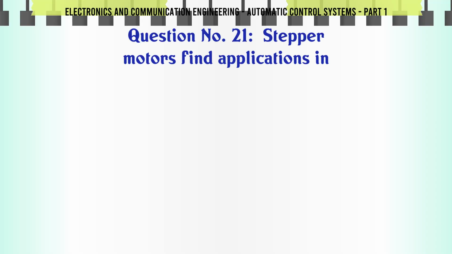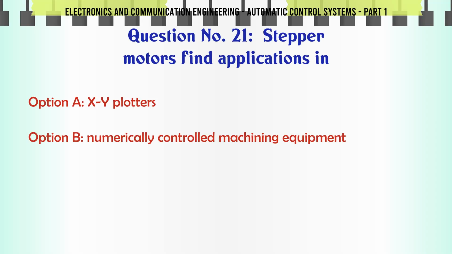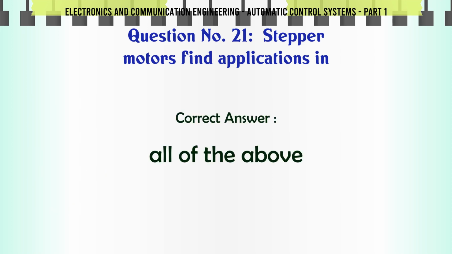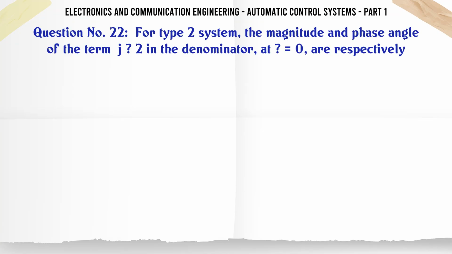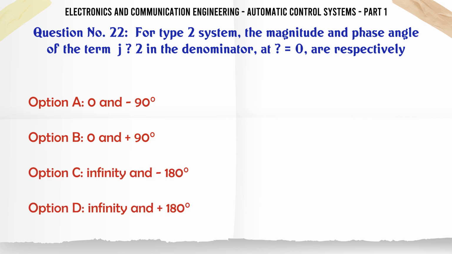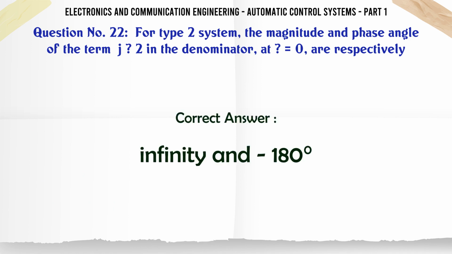Stepper motors find applications in: A, XY plotters; B, numerically controlled machining equipment; C, printers; D, all of the above. The correct answer is all of the above. For type 2 system, the magnitude and phase angle of the term J2 in the denominator at 0 are respectively: A, 0 and 90; B, 0 and 90; C, infinity and 180; D, infinity and 180. The correct answer is infinity and 180.